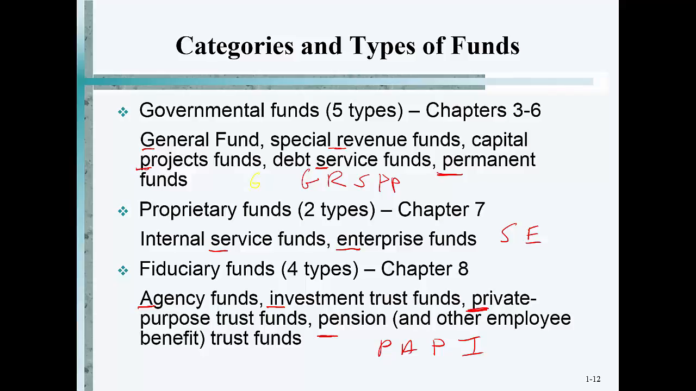There's a general fund, special revenue fund, debt service fund, capital project fund, and a permanent fund. You look at the proprietary fund category, there are 2 funds: an internal service fund and an enterprise fund. And then when you look at the fiduciary fund category, there are 4 funds: pension fund, agency fund, private purpose trust fund, and the investment trust fund, rounding out our total of how many funds? 11 funds falling in these 3 categories.